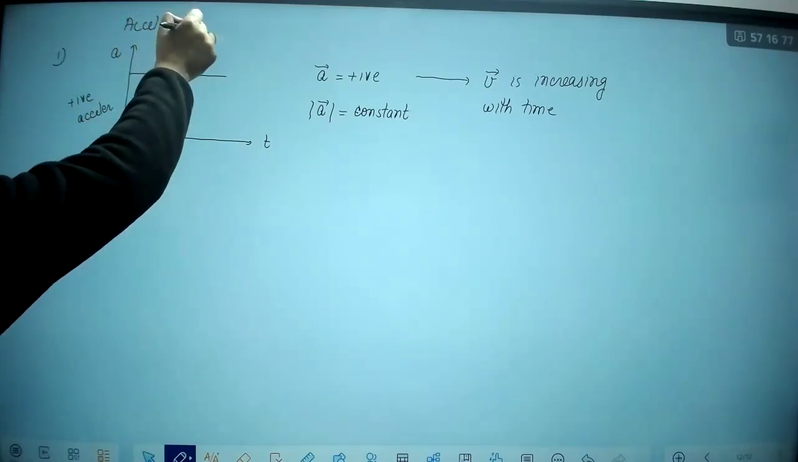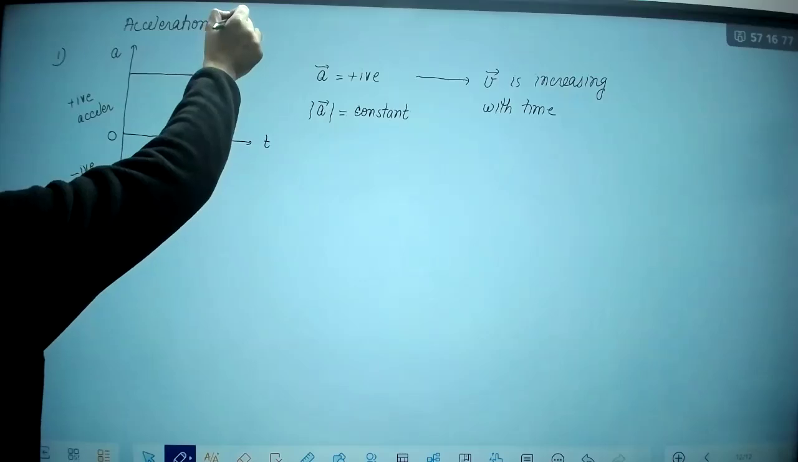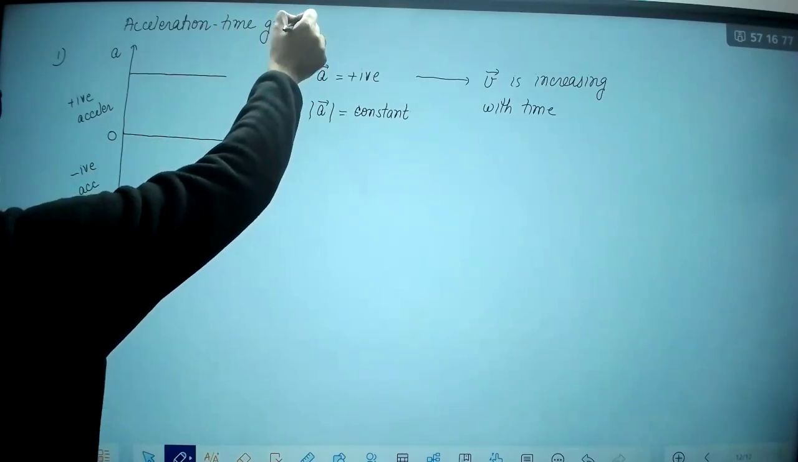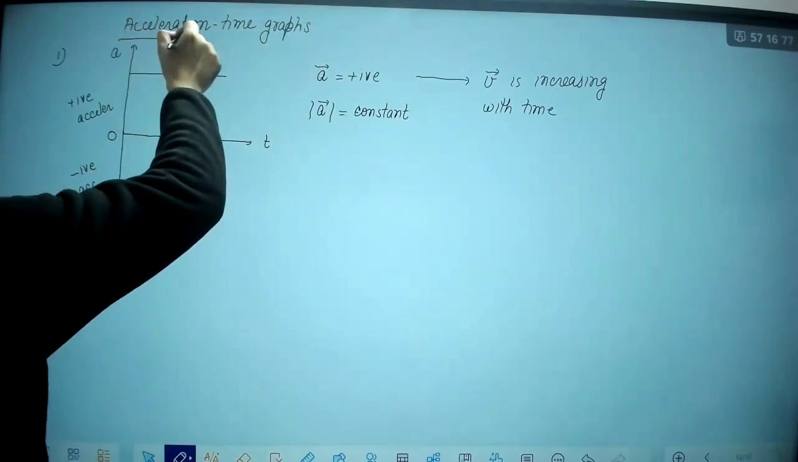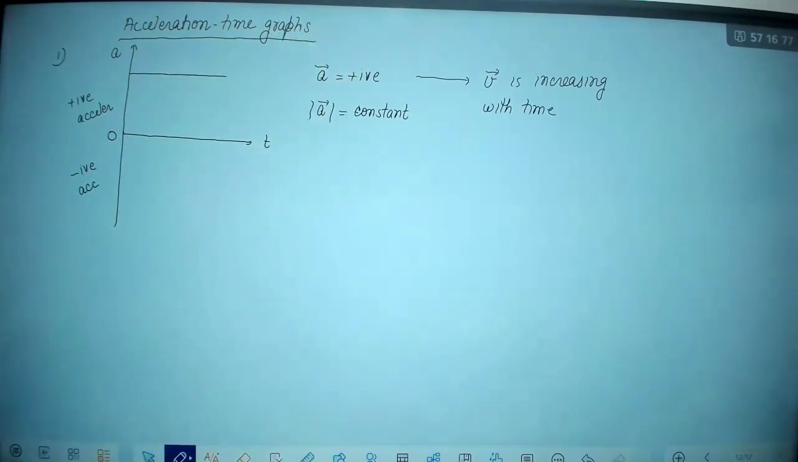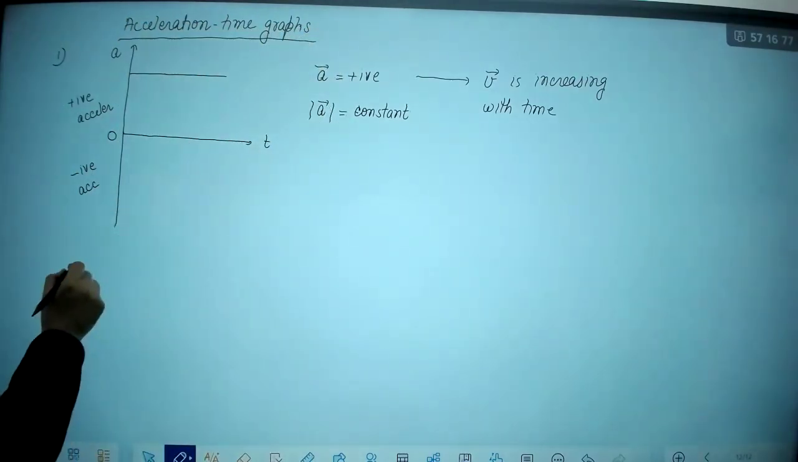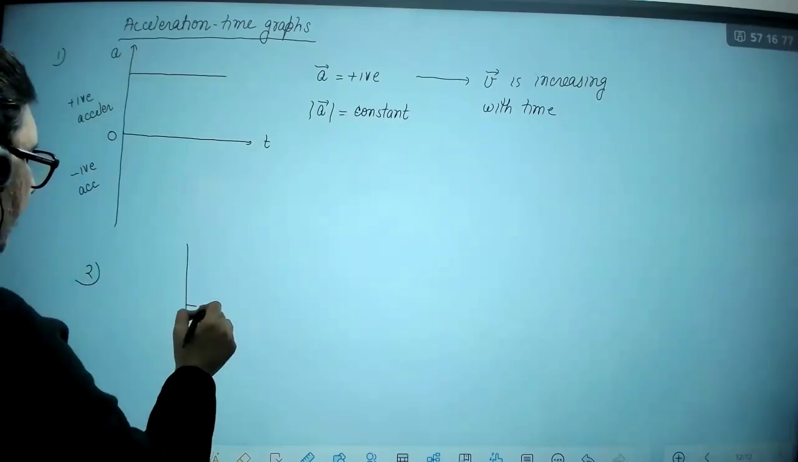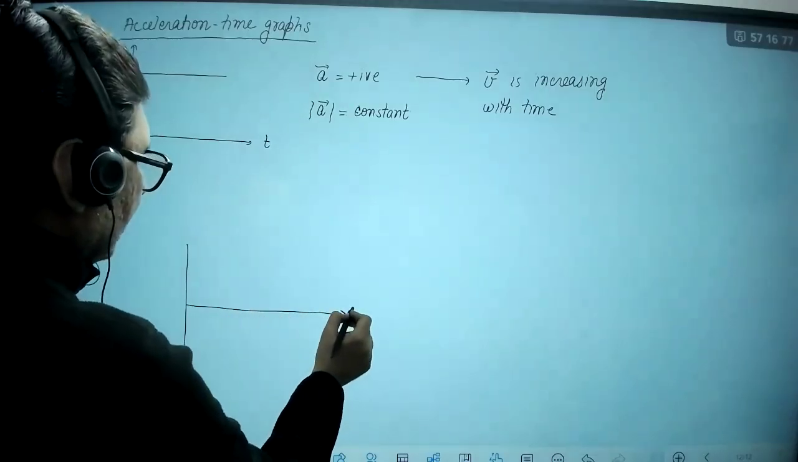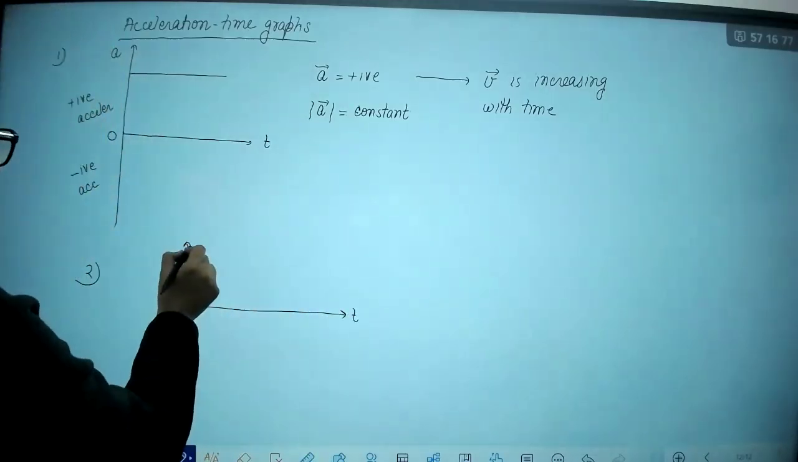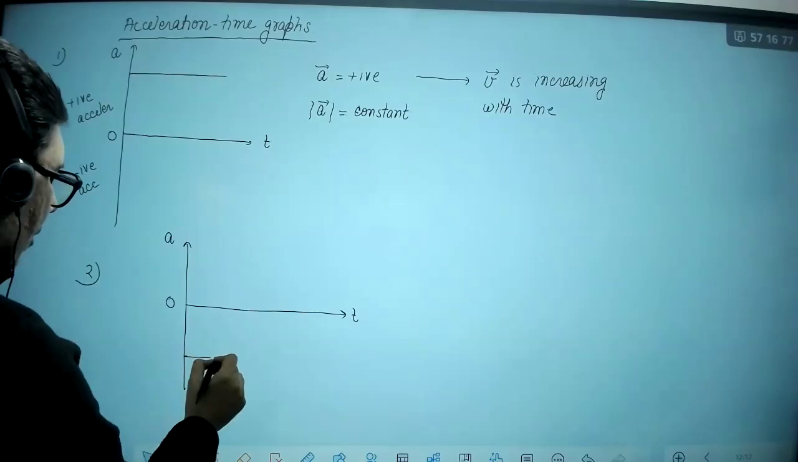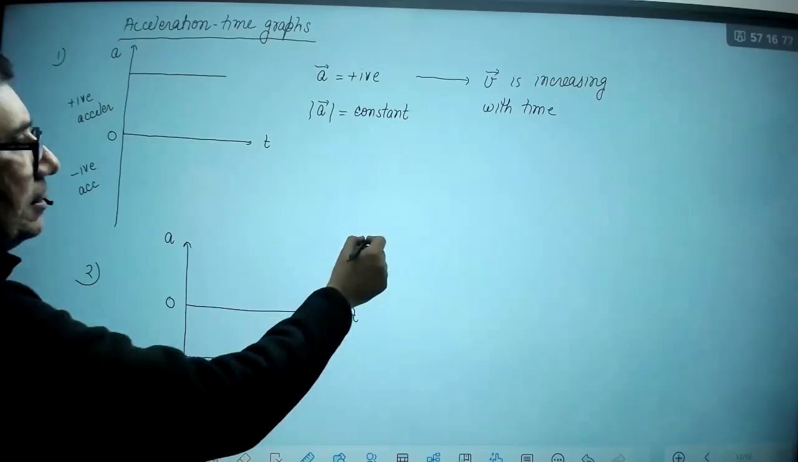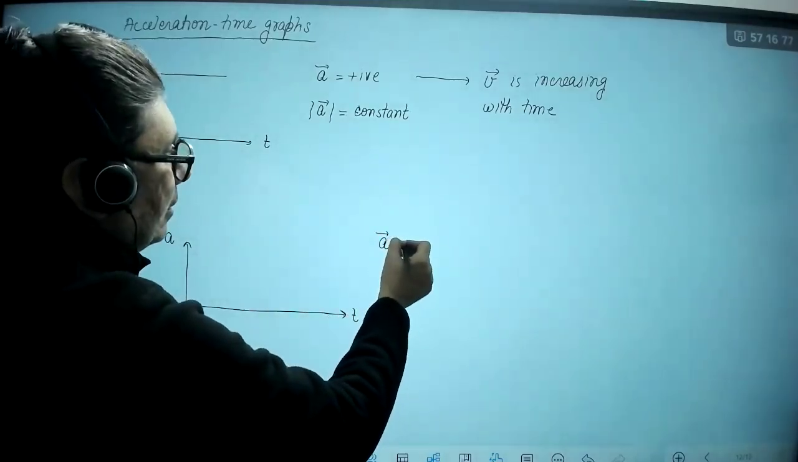Acceleration time graphs. Second, this is time, this is 0. This is acceleration you are having, and your plot is here. So from here, you can say acceleration is negative.